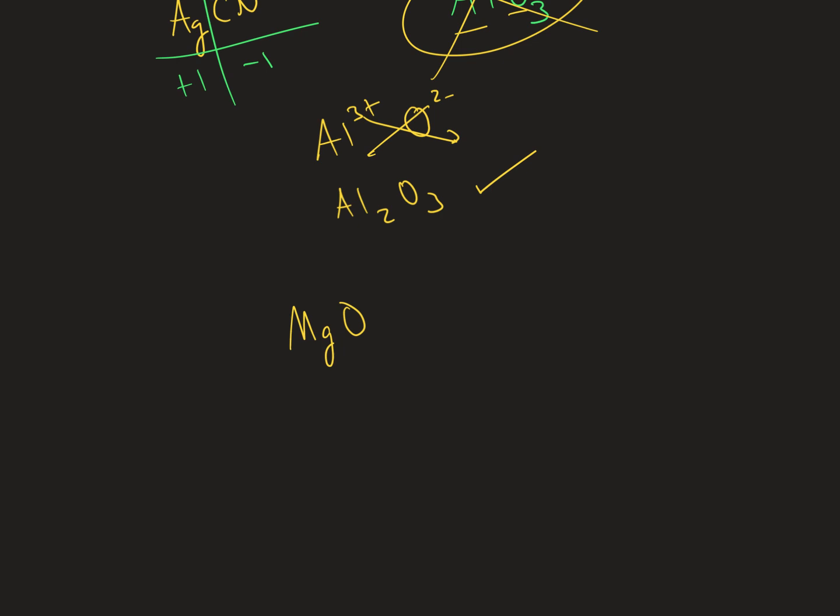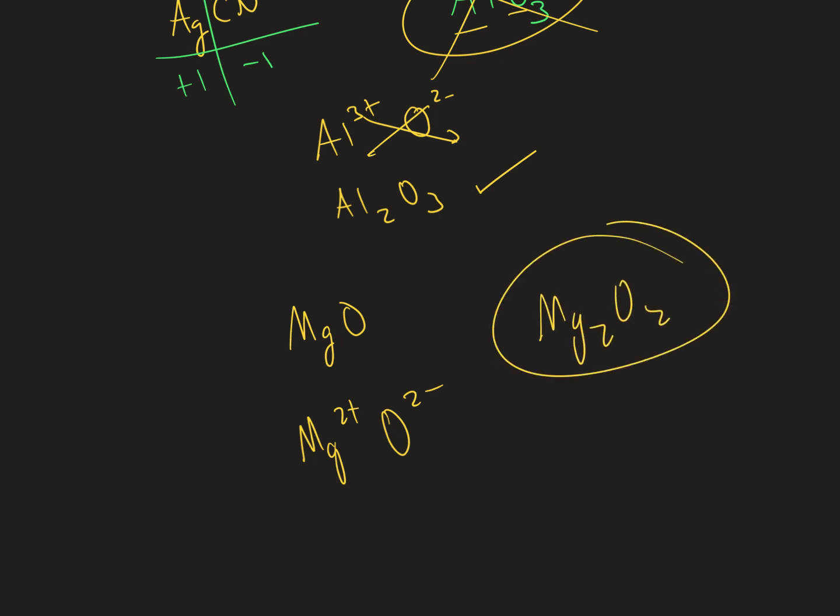So what's the charge of magnesium? 2 plus. What's the charge of oxygen? We cross them, and what do we get? Mg2O2. Is that the right one? No, because we have to simplify. So this one is correct. Does that make sense? MgO is the correct formula for magnesium oxide. They cancel each other.